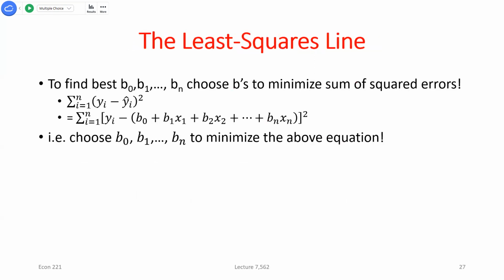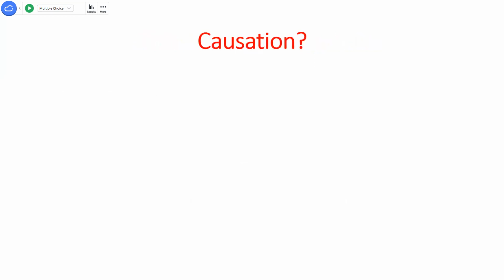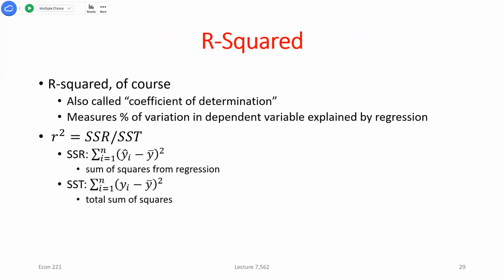So 5 minutes here. Let me think what I want to do. We'll talk about R squared in the next class. We'll dive into this idea of correlation versus causation, including additional control variables and how that impacts things.